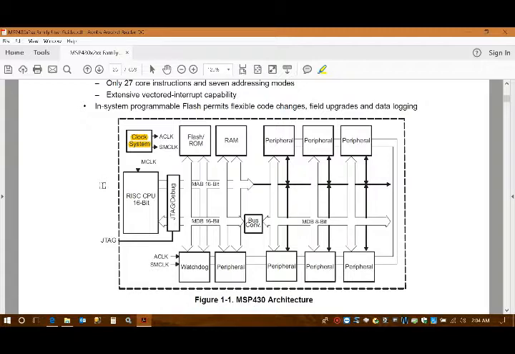And there are three different clock systems. That is ACLK, the auxiliary clock. The auxiliary clock is mainly used in the sleep modes. When the processor is in sleep mode, the auxiliary clock is used. You have a sub-main clock, which is mainly used for supplying the clock to the peripherals and other parts of the system. And you have the MCLK, which is the main clock or the master clock, which supplies the digital clocking to the CPU. So I feel that you are more or less clear with the architecture of the MSP430 G2XX series.